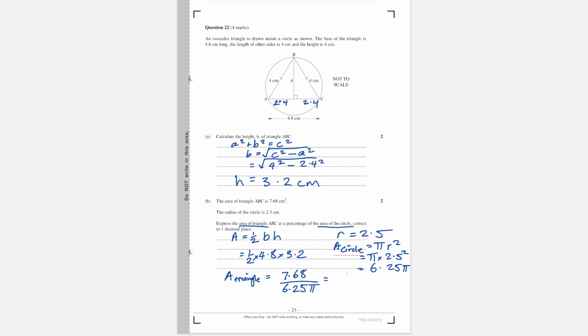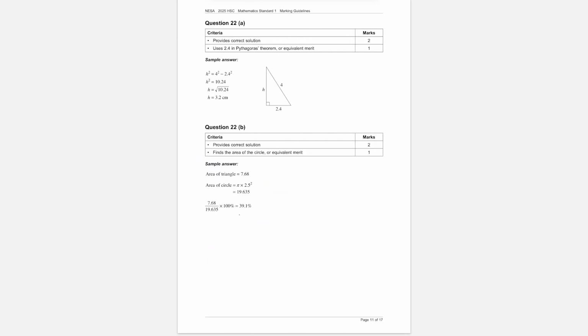And that gives us 0.391139. So to express that as a percentage, correct to 1 decimal place, it's going to be 39.1%. There we go. And our height was 3.2 centimeters as well.